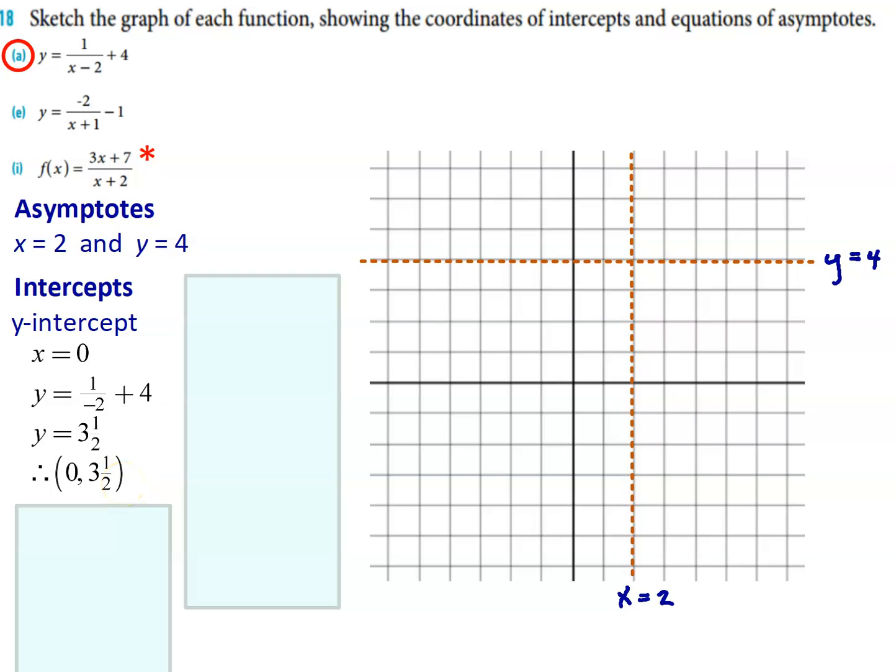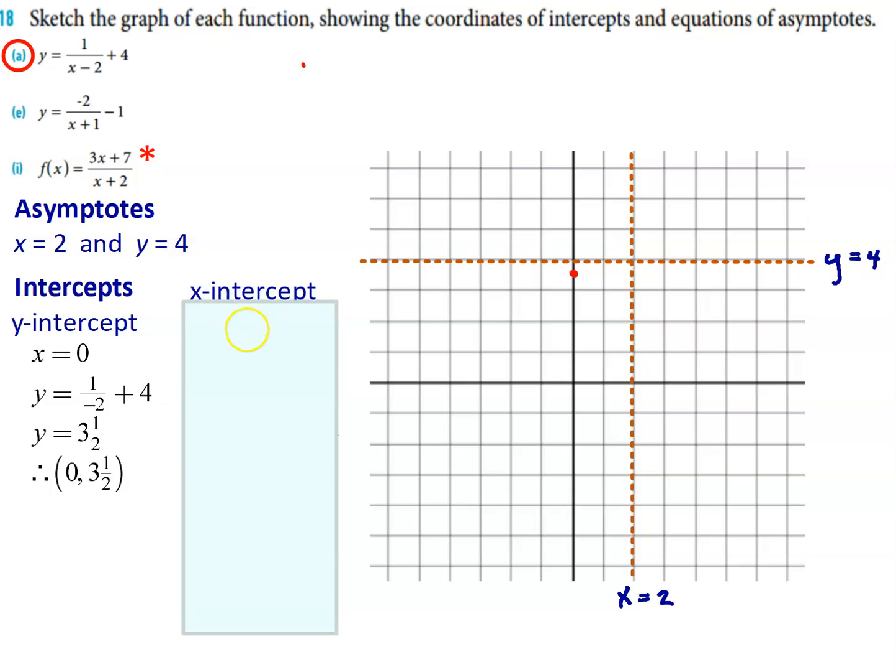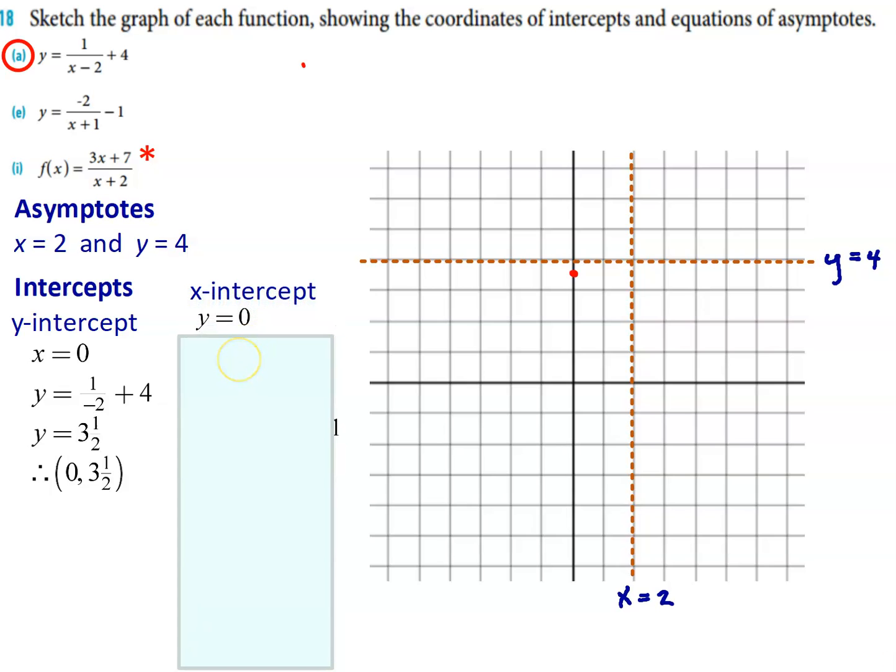So I'm going to go ahead and plot that point. I'm going to draw my graph in red, I think. So when x is 0, y is 3.5. 1, 2, 3.5. So there's the point just there. Okay, let me go ahead and continue. Let's get the x-intercept, which means y equals 0.